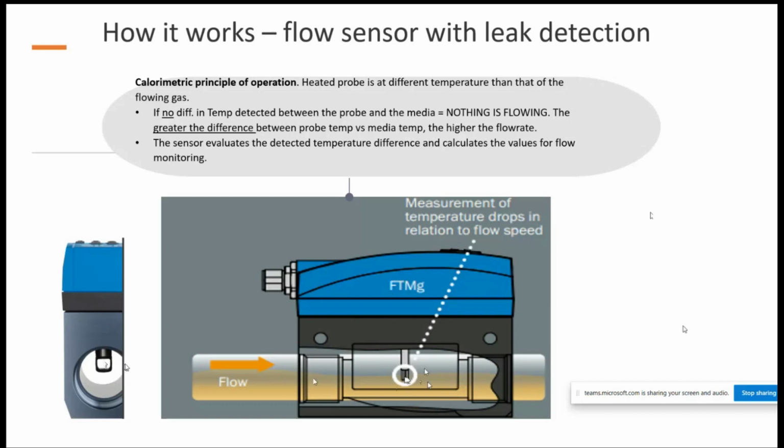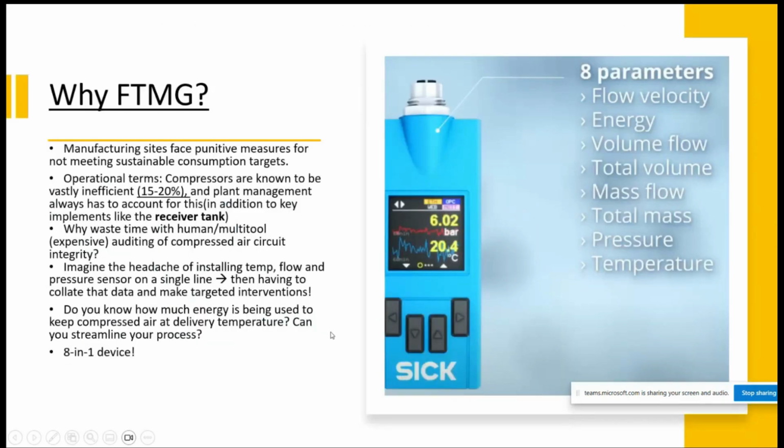Now, if we're looking at why this has come about, and why SICK are making a big push for this, it all stems from the pressures that you will face on your end user sites. Judging from what the Carbon Trust says about compliance for end users, you're going to meet quite punitive measures. Obviously, we've all heard about carbon credits and how that relates to this, and meeting sustainable consumption.